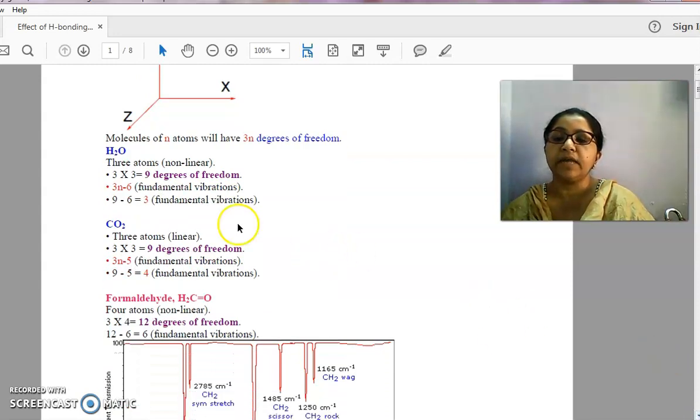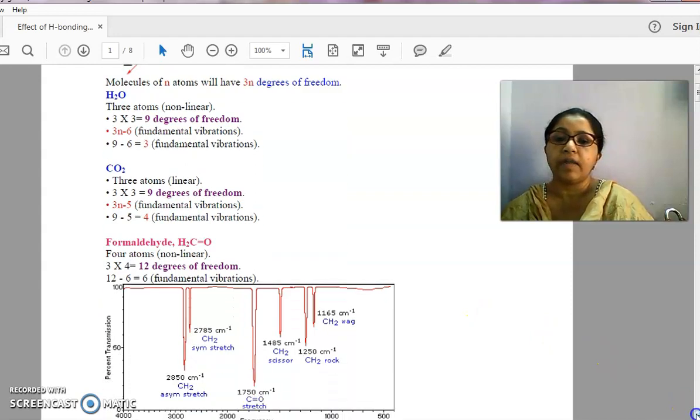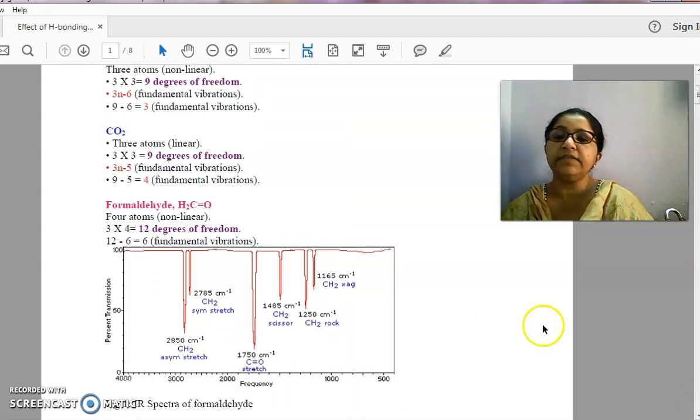Supposing we take carbon dioxide. In carbon dioxide, we have 3 atoms. It is linear. So for linear, it is thrice n minus 5. So it is 9 minus 5, which is 4. We expect to see 4 fundamental vibrations. Now let us take a different example, like formaldehyde.